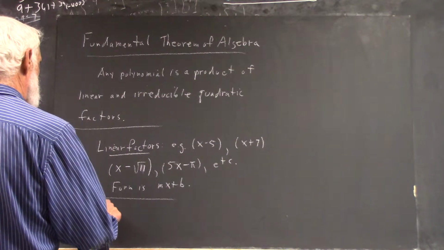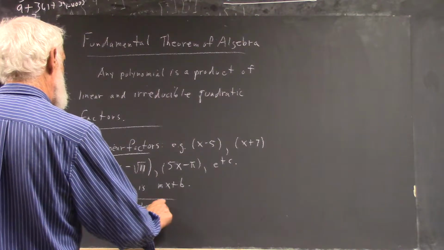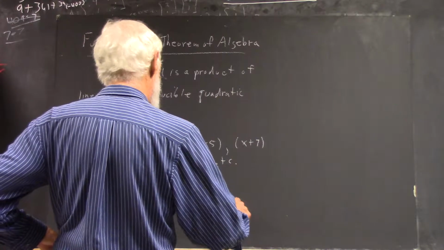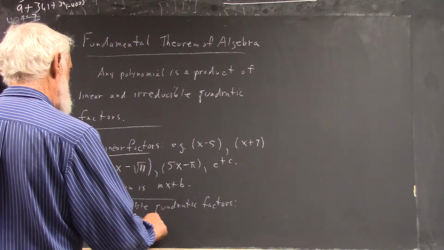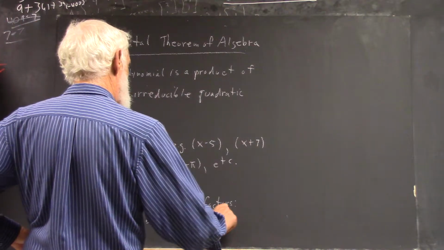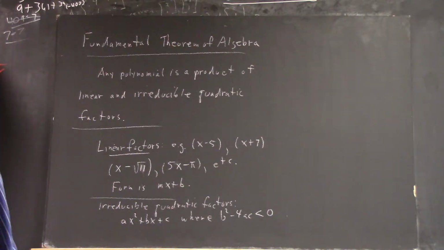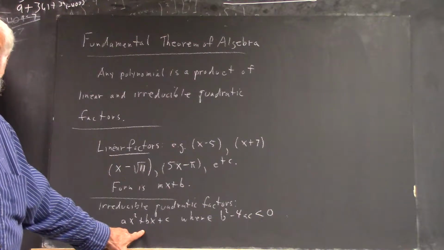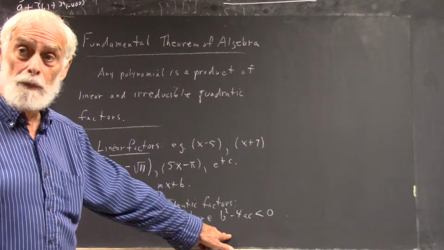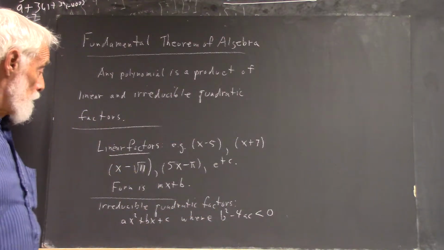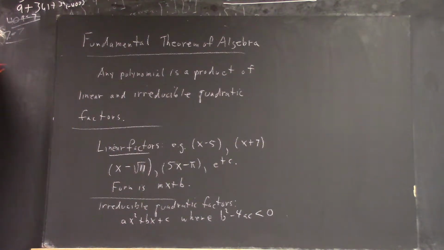Quadratic factors. Form ax squared plus bx plus c, where b squared minus 4ac is negative. What happens if that thing is negative? Well, if you set this equal to 0, you're not going to get a real solution because you're going to have a square root of a negative. This is what goes under the square root in the quadratic formula, which I assume everybody recognizes instantly. Since you just had a test or are about to have a test, we might need to know that. So, we'll talk about why that's irreducible, but it's fairly straightforward, but that's what they are.